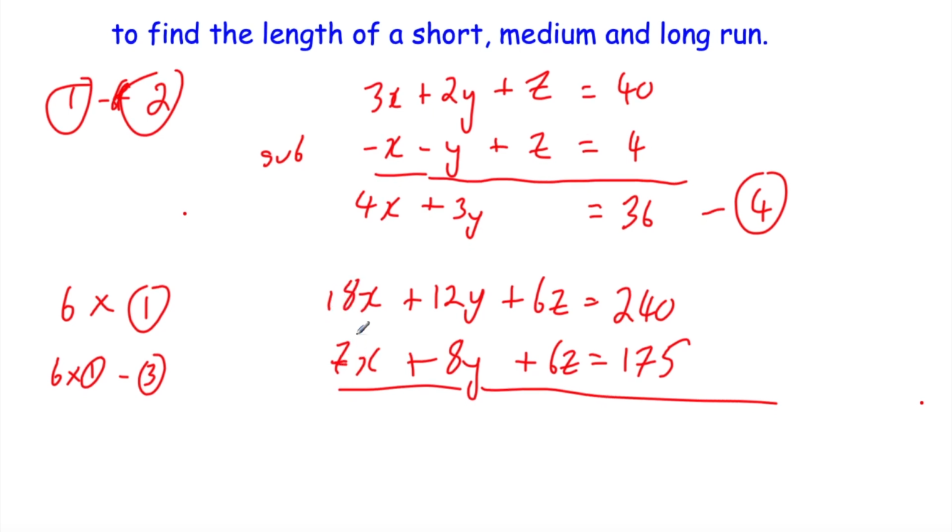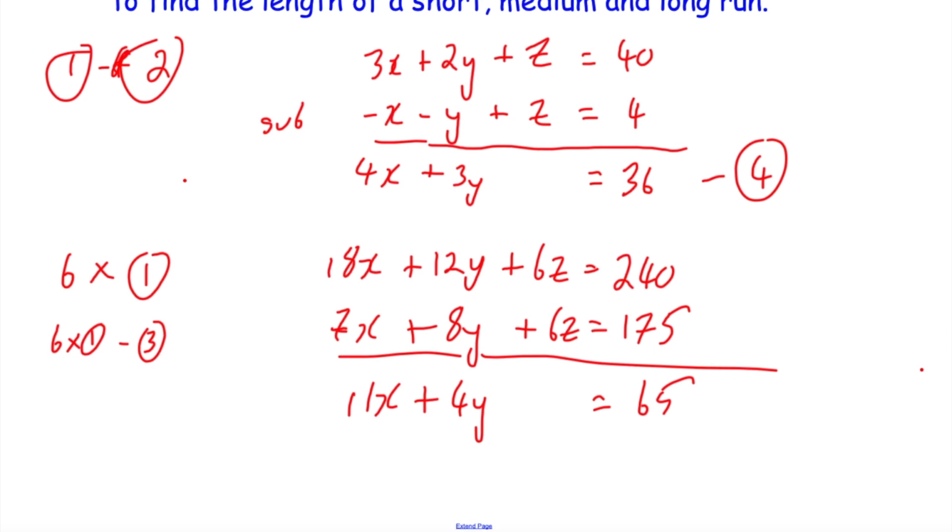18x's take away 7x's, that's going to be 11x's. 12y take away 8y is equal to 4y, so plus 4y. And then that's equal to 240 take away 175, which is equal to 65. So that's 65. Okay, now this is looking quite messy, and I'm thinking there's probably better options that I could have chosen, but let's just carry on and finish the question off.